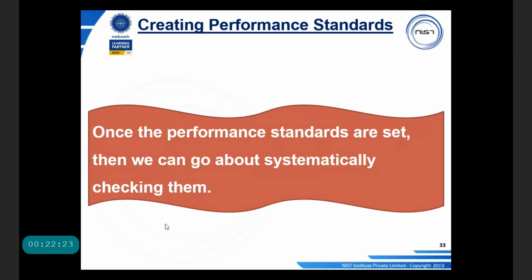So that's what this means. Once the performance standards are set, then we can go about systematically checking them. Where improvements are required, then you're going to take some corrective action. Okay, let's see. Safety inspection involves straightforward observation of a workplace and/or the activities or equipment within it. A safety inspection is usually carried out by a manager, employee representative, or safety advisor, and is often aided by the use of a checklist. Do you remember who an employee representative is?